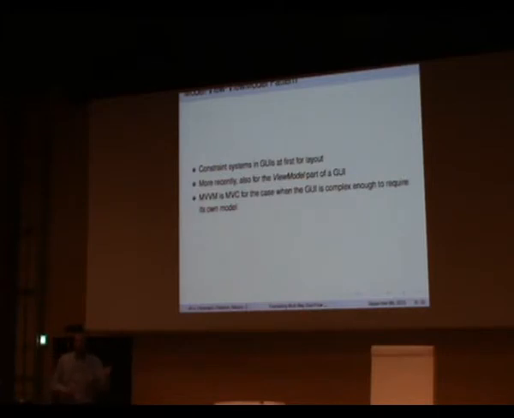So, like I said, constraint systems are typically used for layout in GUIs. They've ended up being constraints that are being used for layout mostly, but more recently, people are trying to put constraints into what's called a view model, the view model part of a GUI. And what's the view model? There's this pattern, the model view view model pattern. It's kind of a variation of the model view controller pattern.